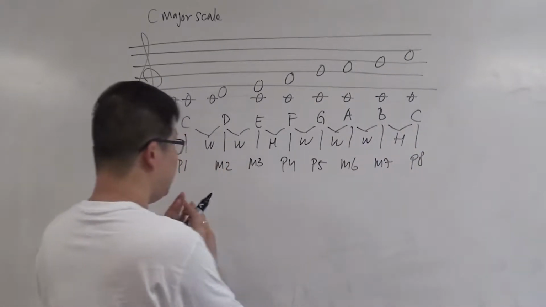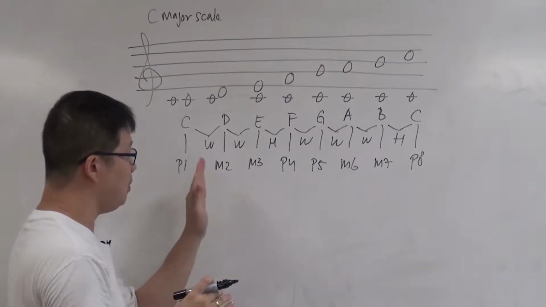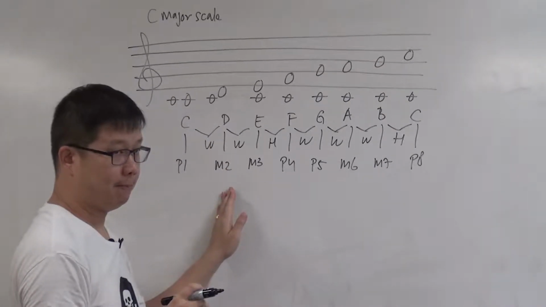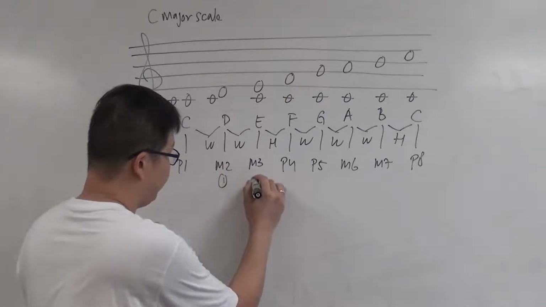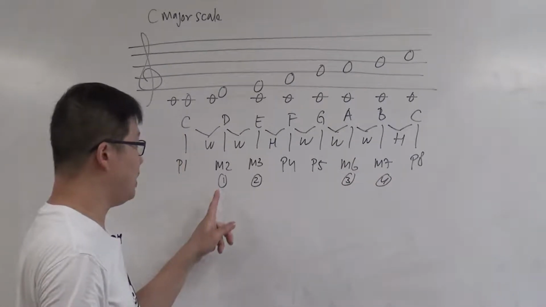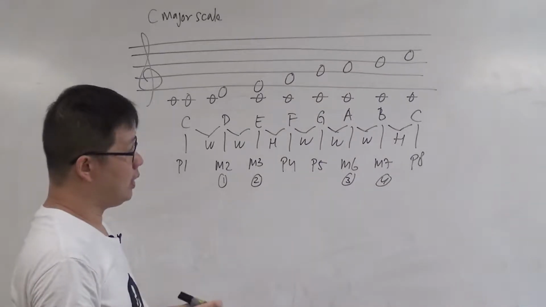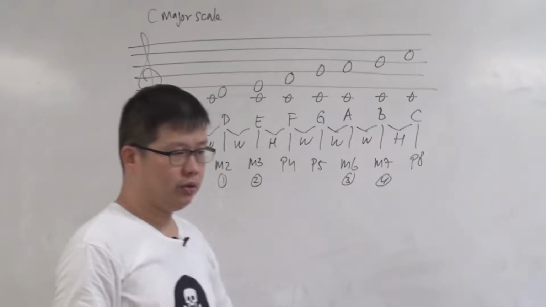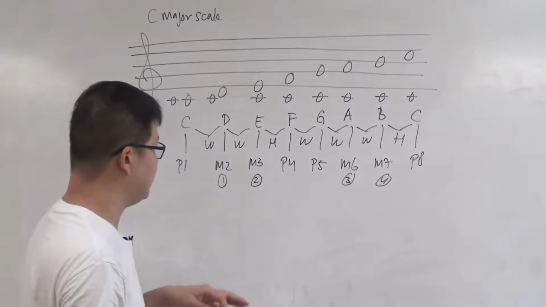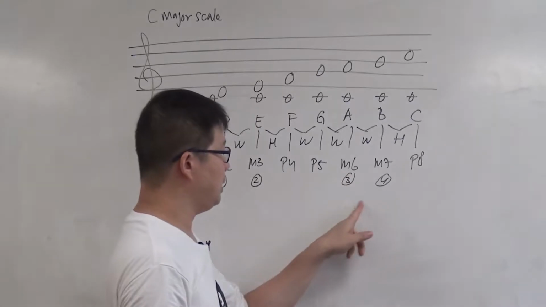Now, based on this C major scale, which is basically any major scale, how many major intervals are in a major scale? We have 1, 2, 3, 4. Is it correct? So we have major second, major third, major 6, and major 7. Now let's see the rules. The rule says any major interval decreased by a semitone becomes a minor interval. So I have 4 major intervals: M2, M3, M6, and M7.